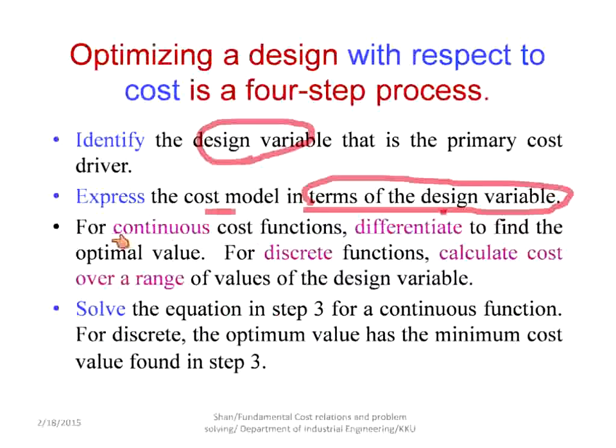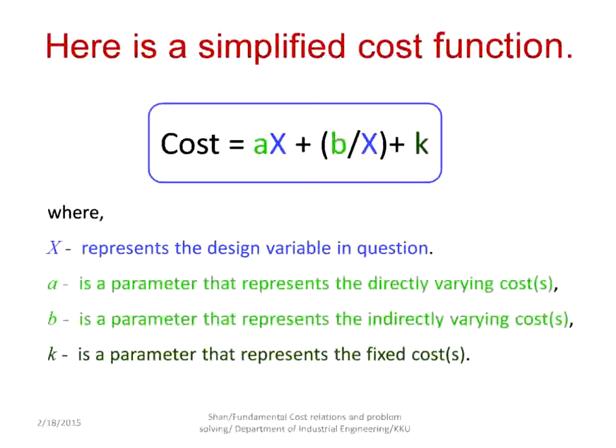Okay, and finally solve the equation from step 3. The equation you developed in step 3, solve it for continuous, and for discrete, give different values and get a minimum value. These are the main steps. Don't forget: first identify, then express, then create the cost functions, then solve it. Then we will see the last slide.